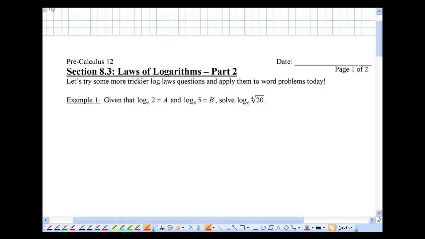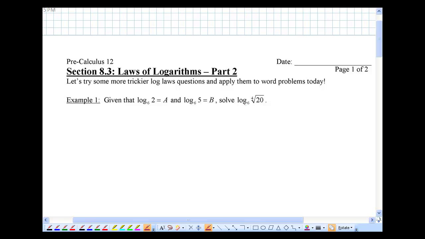Okay, we're going to continue on our discussion of laws of logarithms. This is part 2 of section 8.3, and there's nothing much that's new here. All I want to do is try a few more trickier questions and also show you a few word problems that use logarithms. Okay, so let's start with example number 1.